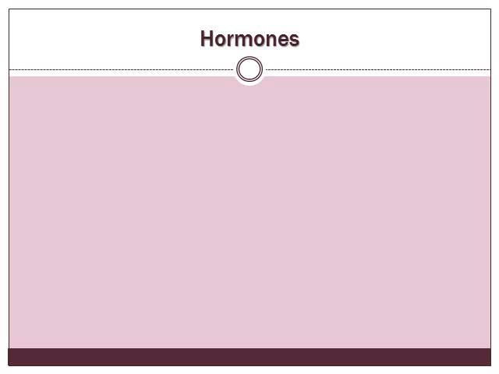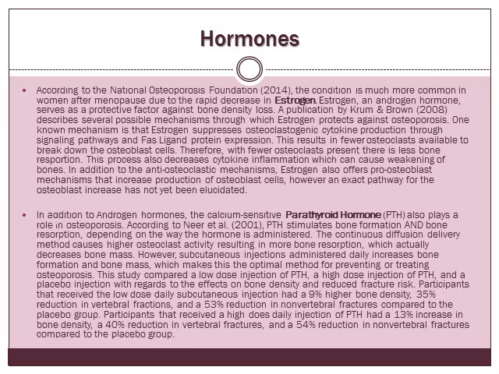Hormones also play a role in the risk factors for developing osteoporosis. According to the National Osteoporosis Foundation, osteoporosis is more common in women after menopause because during the process of menopause, estrogen rapidly decreases. And estrogen is an androgen hormone. It serves as a protective factor against bone density loss. A study by Krum and Brown describes the mechanisms through which estrogen provides protection against osteoporosis.